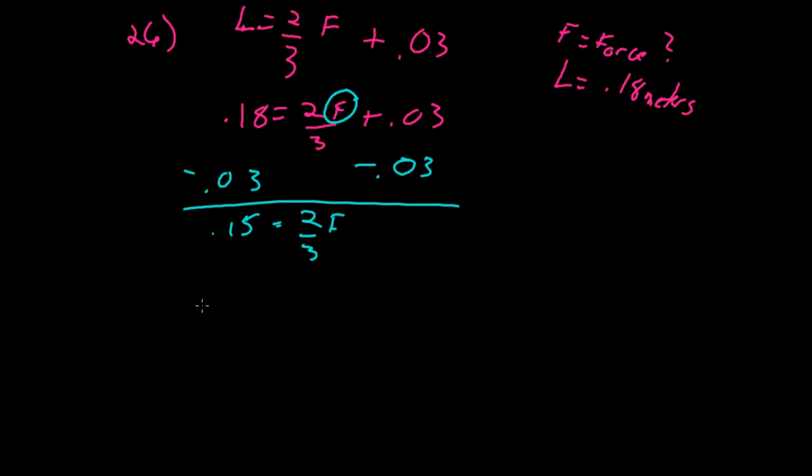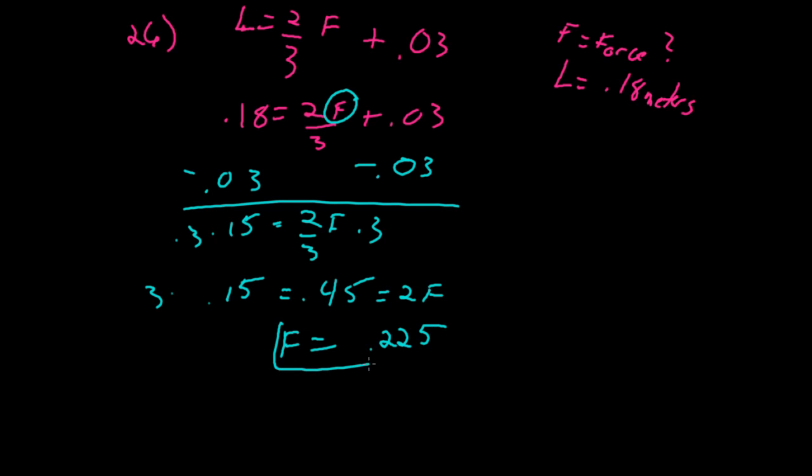And then we can multiply by 3 on both sides, and that gives 0.45, which equals 2F. Then we can just divide by 2, and F will be equal to 0.225, and that's the answer for F. So when the force is 0.225 newtons, then the length will be 0.18 meters. And that's the answer for question 26.